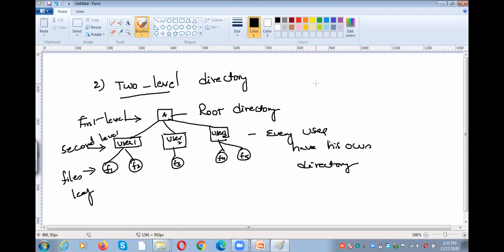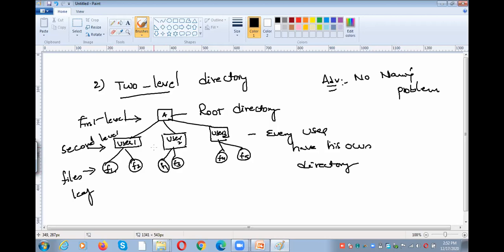So what are the advantages of two level directory? The advantage of two level directory is there is no naming problem. Why is there no naming problem? For example, user 1 is willing to keep the file names as file 1 and file 2. User 2 also wants to use the same name. He can use it. Why? Because here the F1 is under the user 2 directory, and here the F1 is in the user 1 directory. So there is no conflict here.